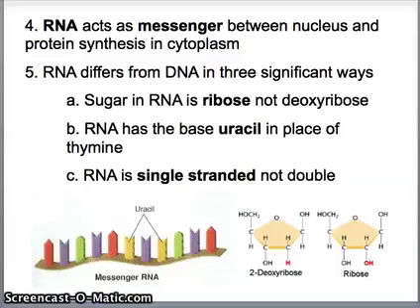Okay. So first of all, the sugar in RNA is called ribose and not deoxyribose. The second major distinction between RNA and DNA is that RNA has the base uracil in place of thymine. So instead of A, T, G, and C, RNA has A, U, G, and C. Very similar molecules, but the nitrogenous base uracil is found instead of thymine. And then finally, RNA is single-stranded, not double.